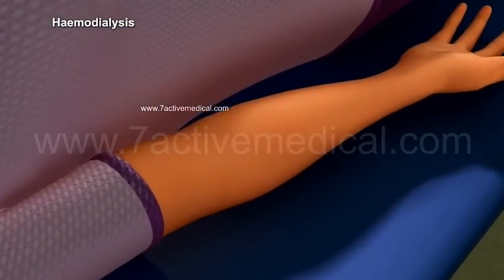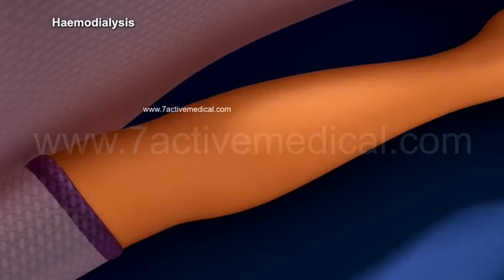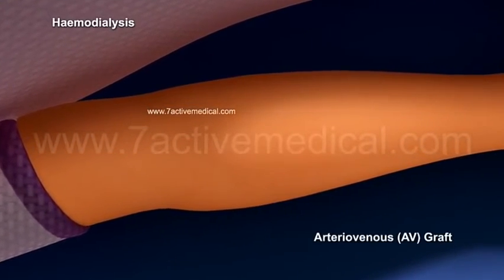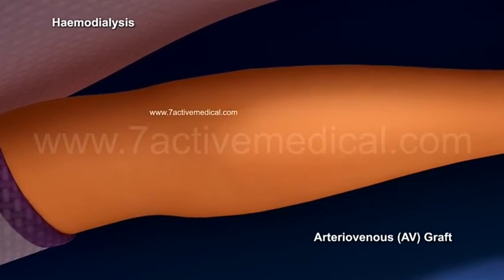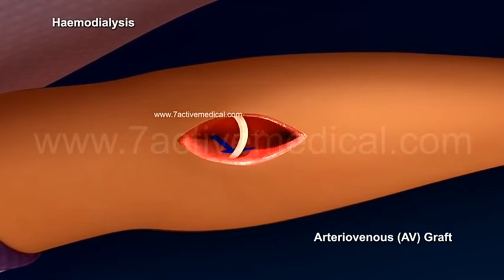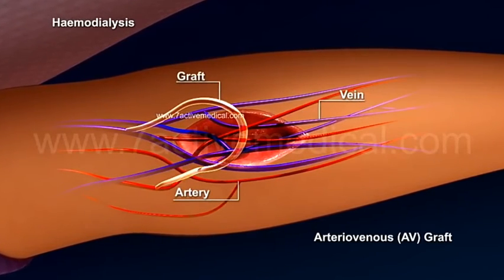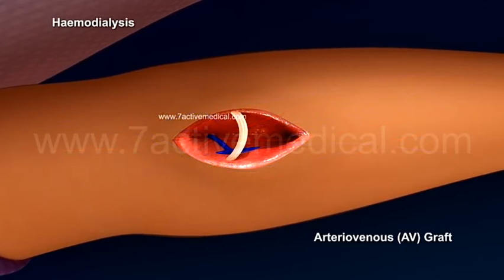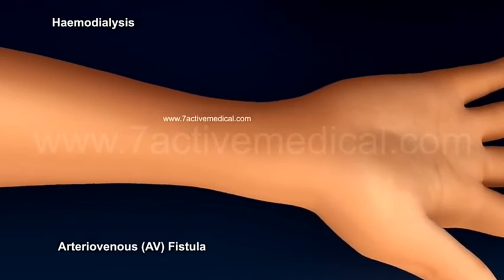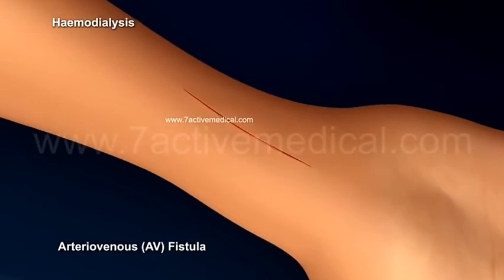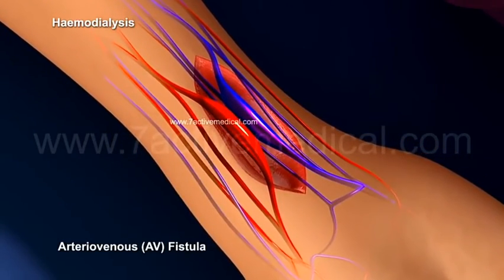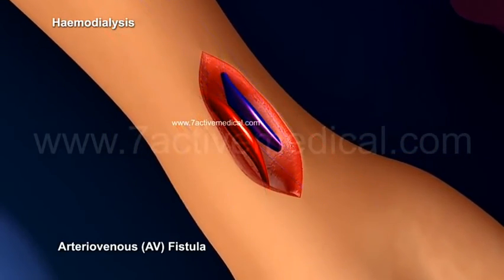A vascular access site is created by first numbing the area with local anesthesia and creating an arteriovenous graft by connecting one of the arteries with a vein with the help of a plastic tube, or an arteriovenous fistula by directly connecting one of the arteries with a vein. Once the graft or fistula has healed, hemodialysis could be performed for the patient.